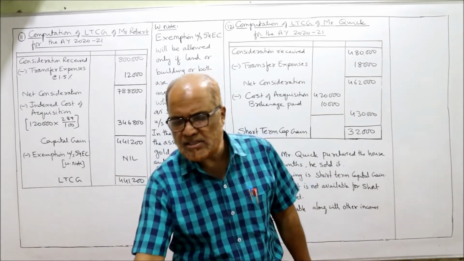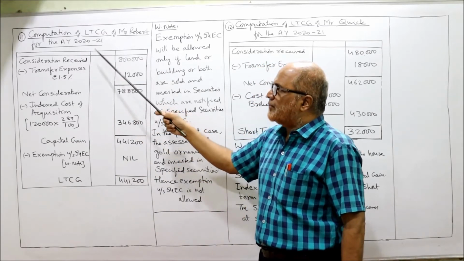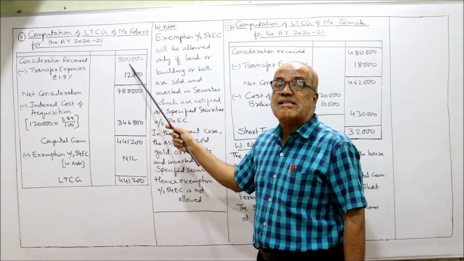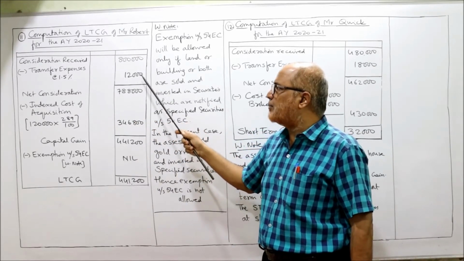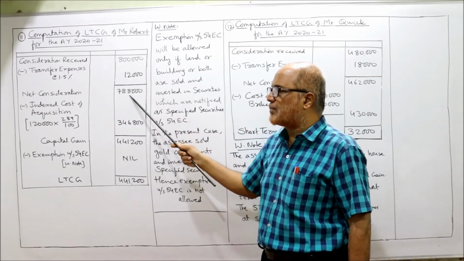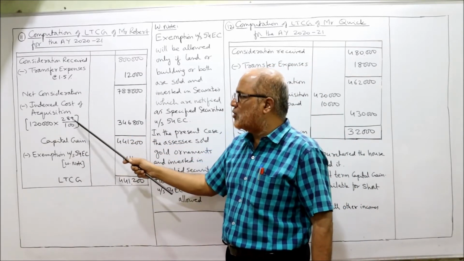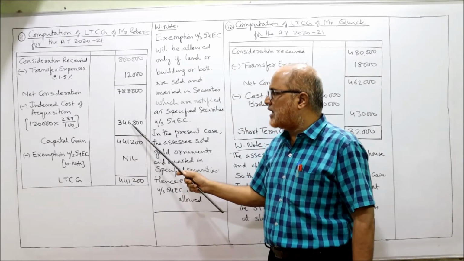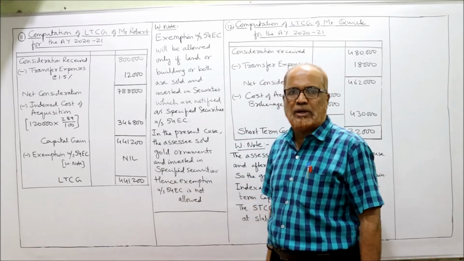Now, see the solution. Computation of LTCG of Mr. Robert for the year. Consideration received 8 lakhs, sale price. Less transfer expenses 1.5%. Calculate 1.5% of 8 lakh, 12,000. Subtract, net consideration. Indexed cost of acquisition 1 lakh 20,000 into 289 by 100, 3 lakh 46,800. Deduct, capital gain 4 lakh 41,200.